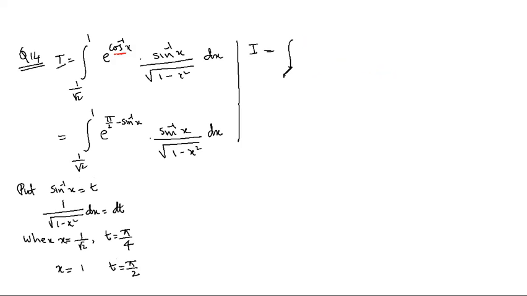integral from pi by 4 to pi by 2 of e to the power pi by 2 minus t, into t, into dt. Again, we'll have to apply integration by parts. LIATE, which is the first function here? T. T will be the first function and exponential will be the second function because E is last.